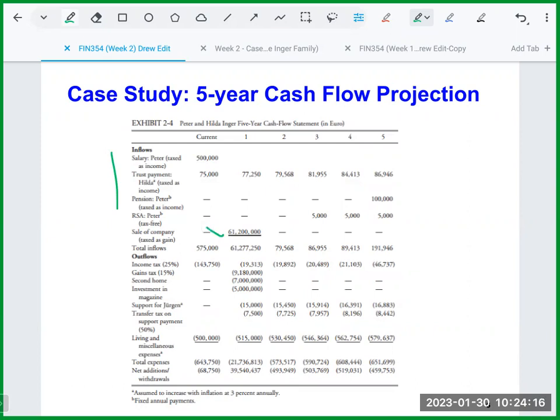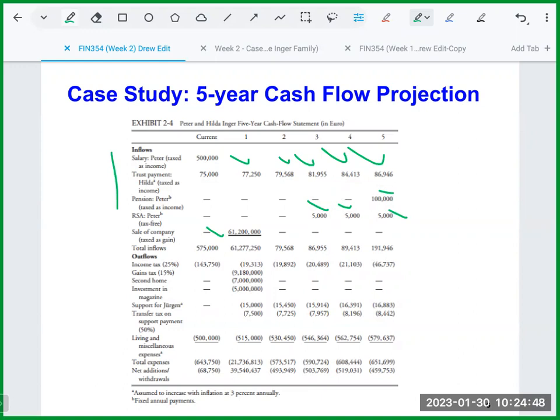Remember that the trust is risk adjusted, as in inflation adjusted, so these will have to keep on increasing. And Peter's withdrawal of the blocked account or the RSA can only happen at year 3, year 4, year 5, and also the pensions only happen at year 5. All right. So then you get your total inflow. Now we need to calculate total outflow as well.